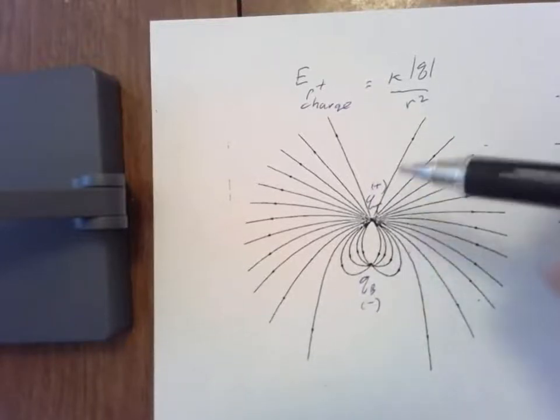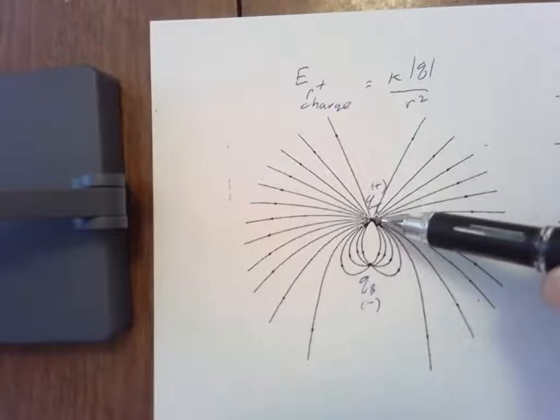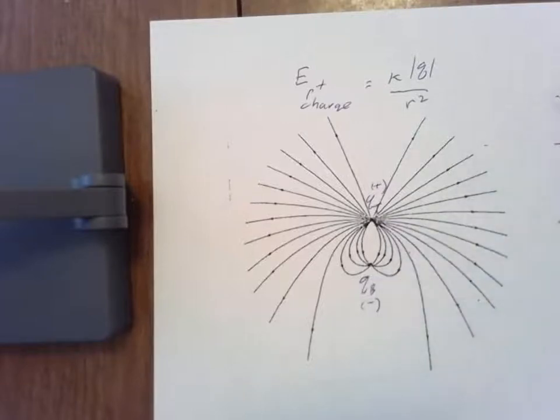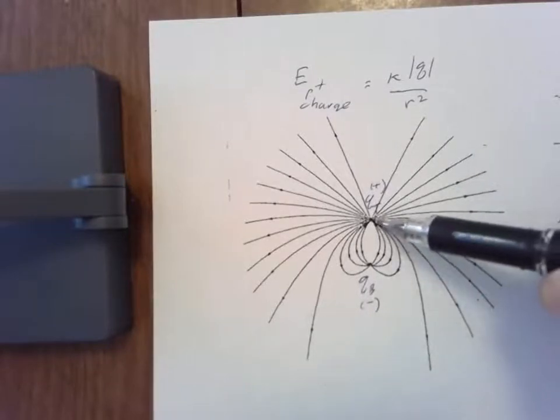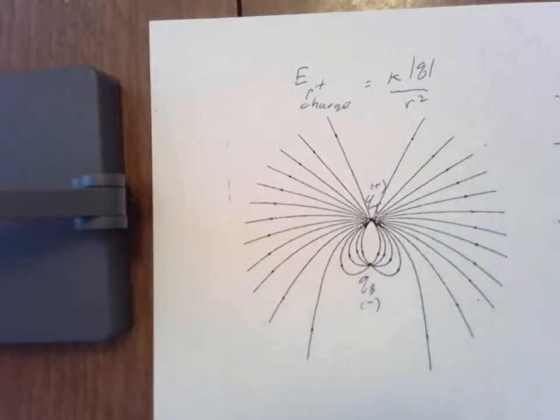Alright, so we figured out that this charge is positive, this charge is negative. Another question we might have is, do these charges Q top and Q bottom have equal magnitude, or does one of them have a greater magnitude? So think about that for a minute, and if they don't have equal magnitude, how could you figure out which one has a greater magnitude?